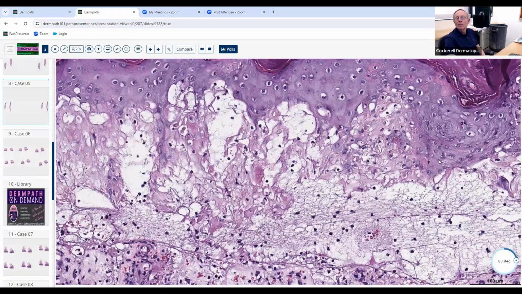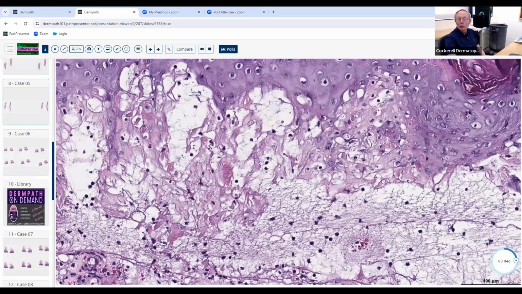As we look at higher magnification, you see that there's some of these pink structures within the keratinocytes. You have to look at these really, really carefully. And these are not just necrotic keratinocytes, actually.